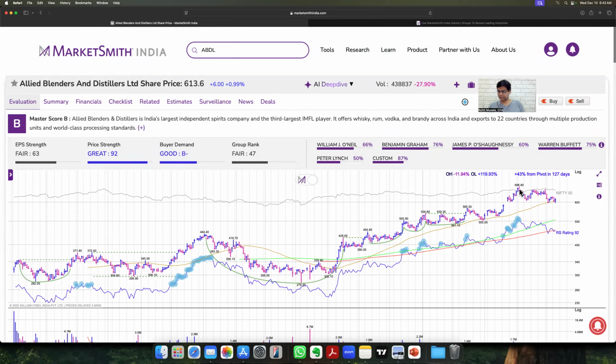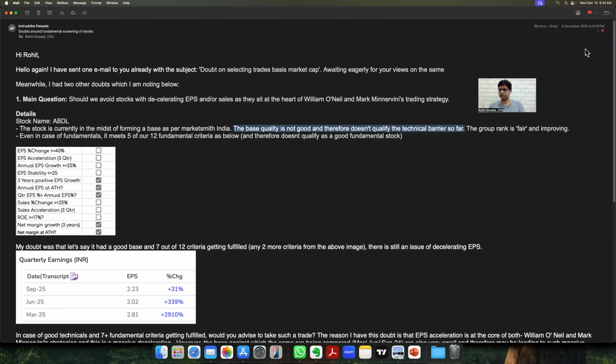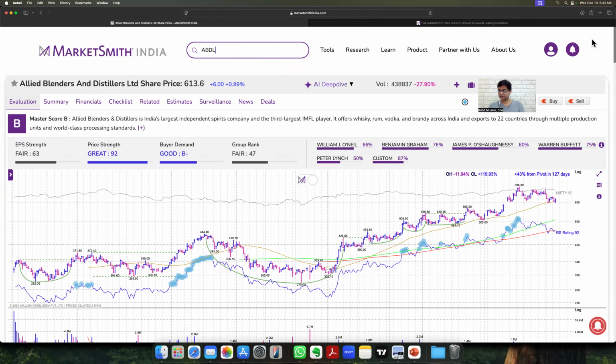You see, he sent me this email on 6th of December. Now we are at 10th of December. So it's the recent base. Why does he say that the base quality is not good? You see, because the stock seems to be declining, going towards the 50-day rather than moving up or going flat. It seems to be falling or drifting down towards the 50-day simple moving average, which is this yellow color line. That is why he says the base quality is not good.